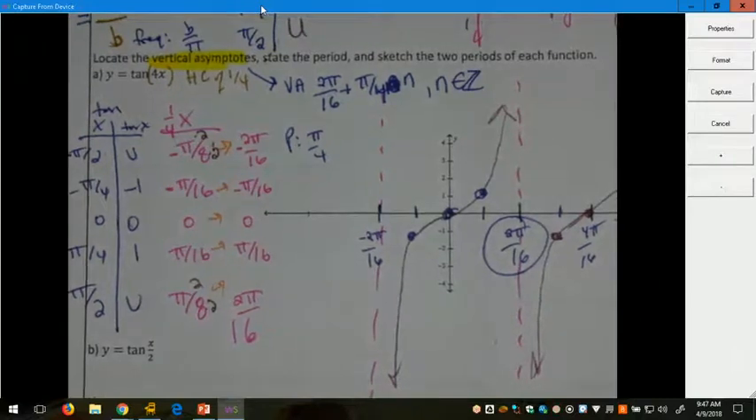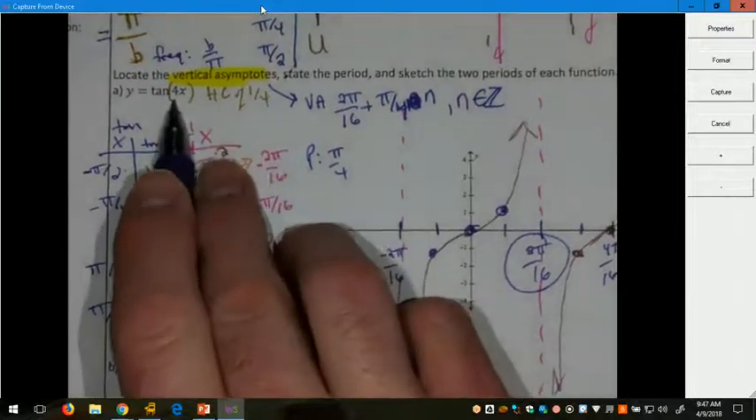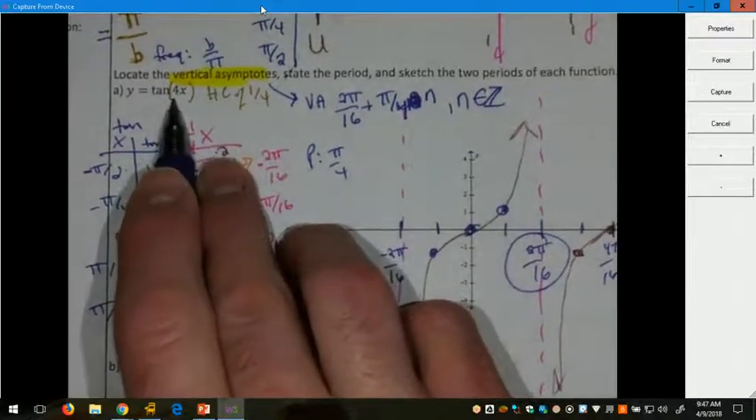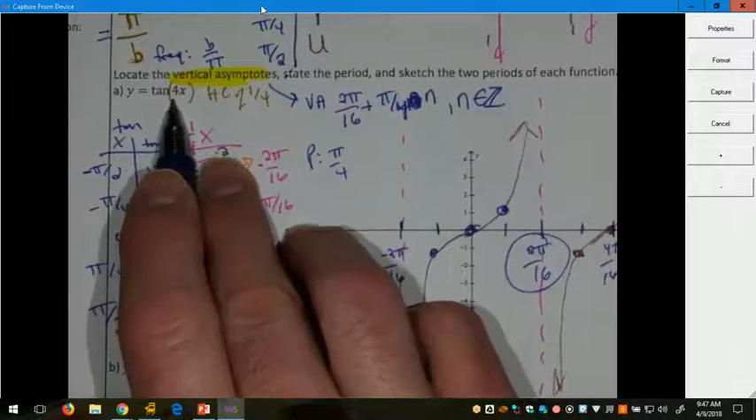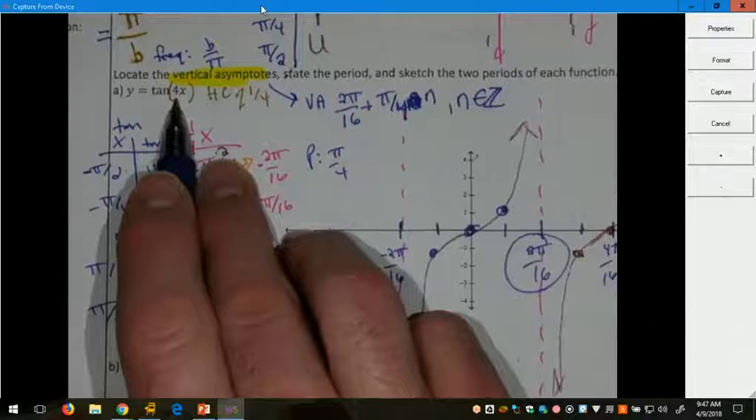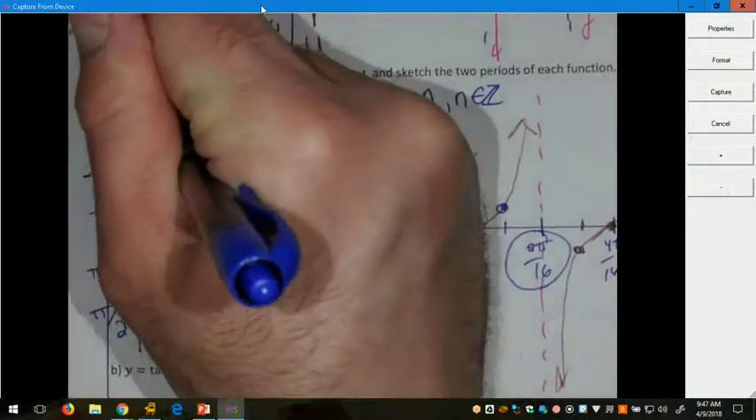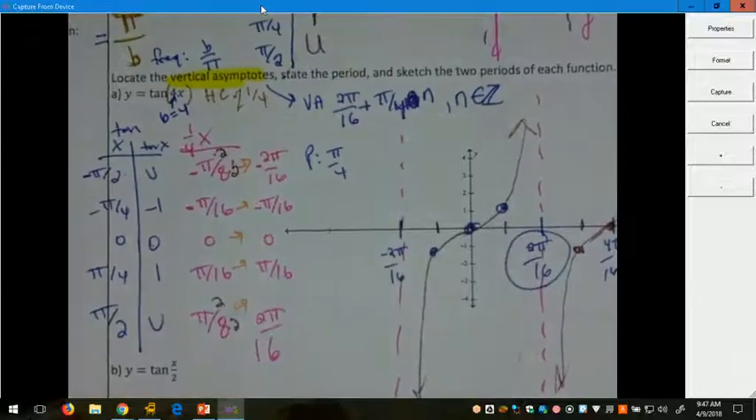Yes, sir? Why'd you put it over 4? Because it's pi over b, and b is 4. Now, when I go to use that multiplier on x, I have to flip it, because it's actually a horizontal compression of 1/4. But the actual value of b, as I see it in the equation, is 4.